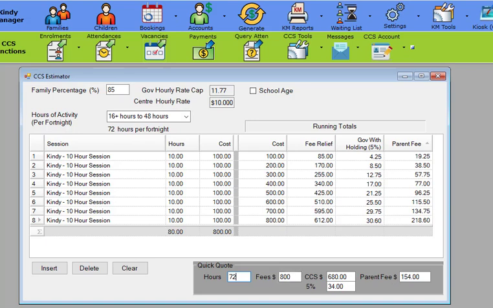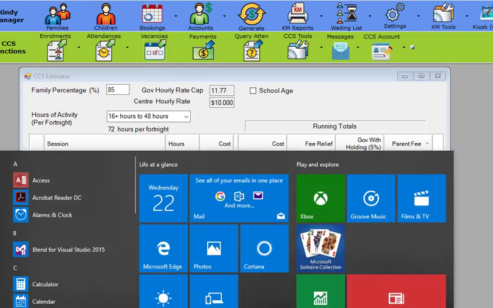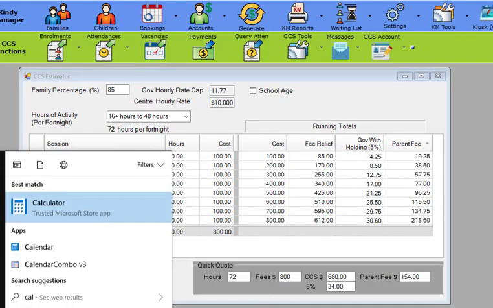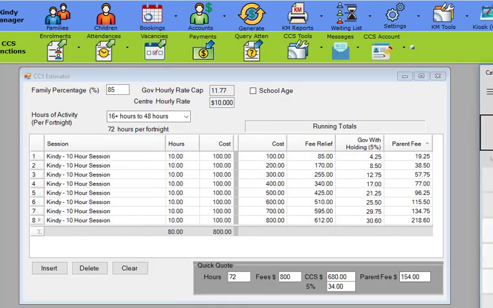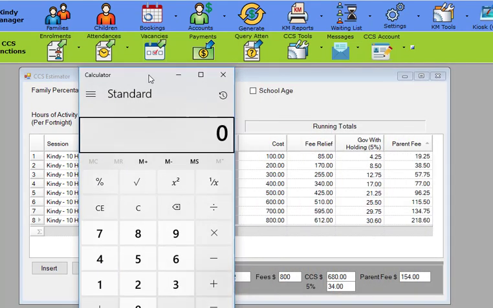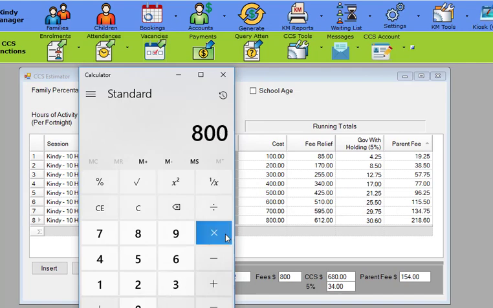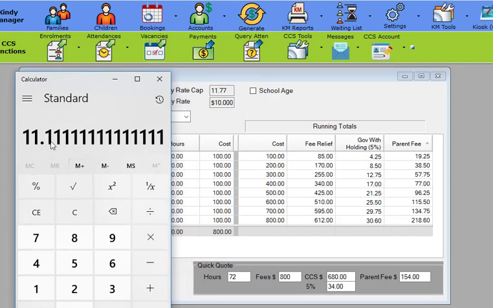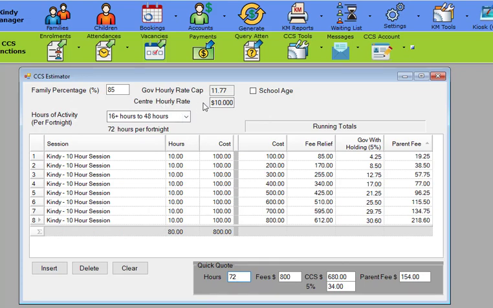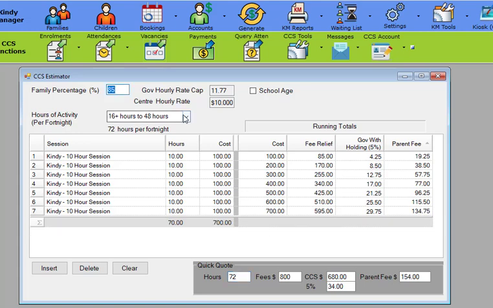If I was to bring up a calculator. So if we said that we had $800 and we divided that by 72, we are at $11.11 for the hourly cap. So yeah, the benefits to the family, and your 9-hour session would be advantageous.